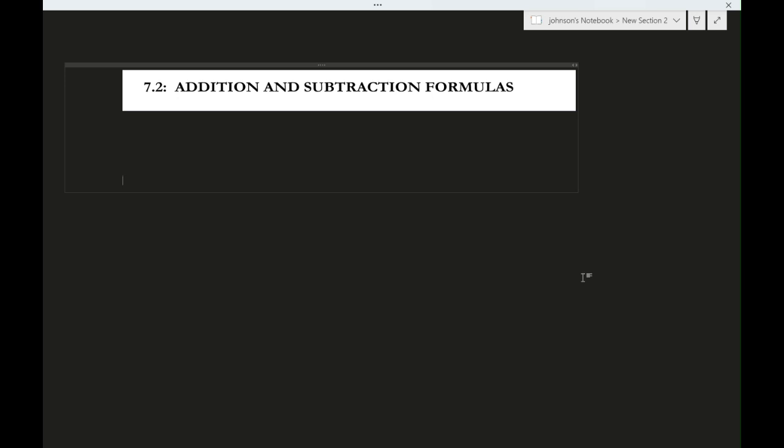Hello viewers, in this tutorial we'll be looking at the addition and subtraction formulas for trigonometric functions. So we'll begin with the formula for sine. I'll just write down the formulas.